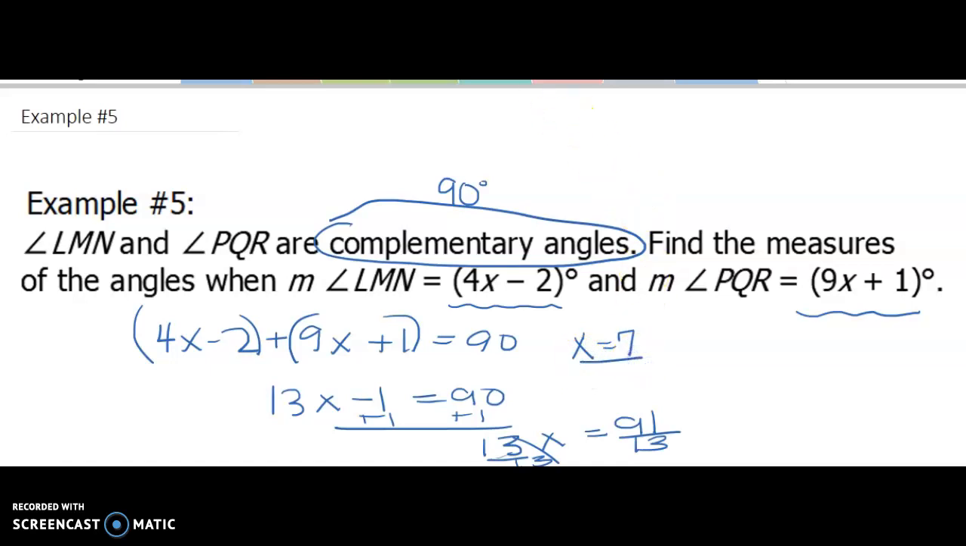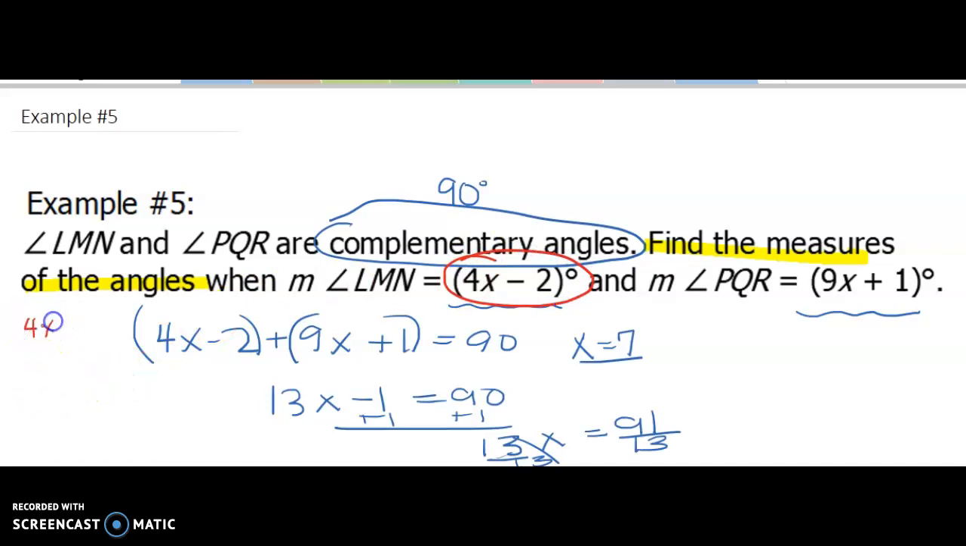Okay, now you're not done. Why aren't you done? You're not done because you have to find the measures of the angles. Guys, the measure of the angles is not x equals 7. Okay, we're not in algebra. We need to turn our brains into geometry mode. So all that means is I have to plug x equals 7 into this.